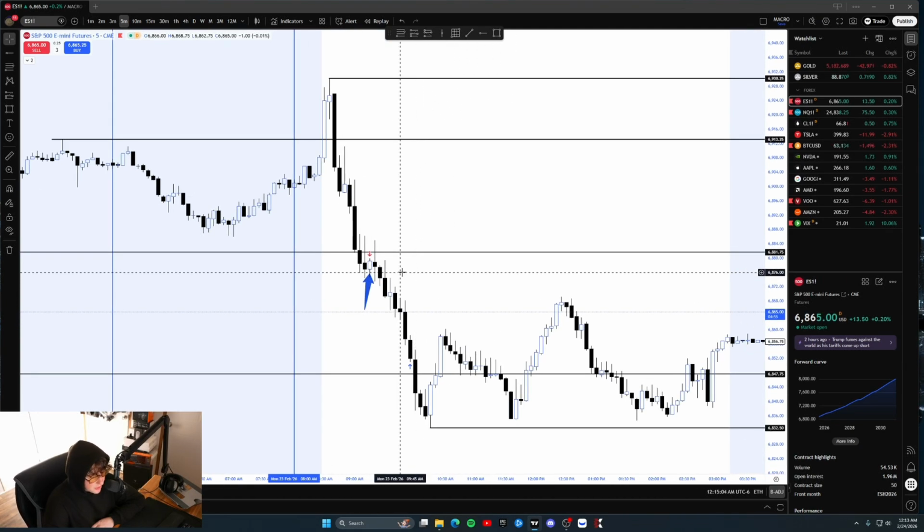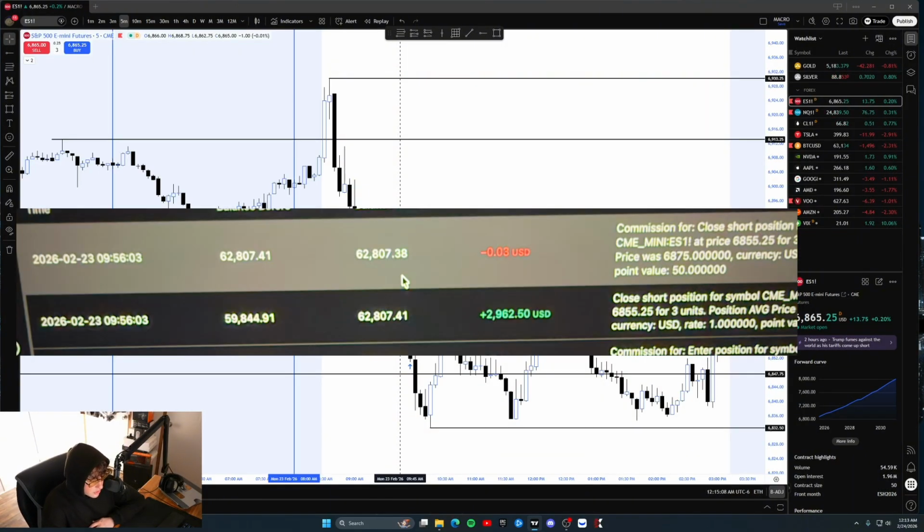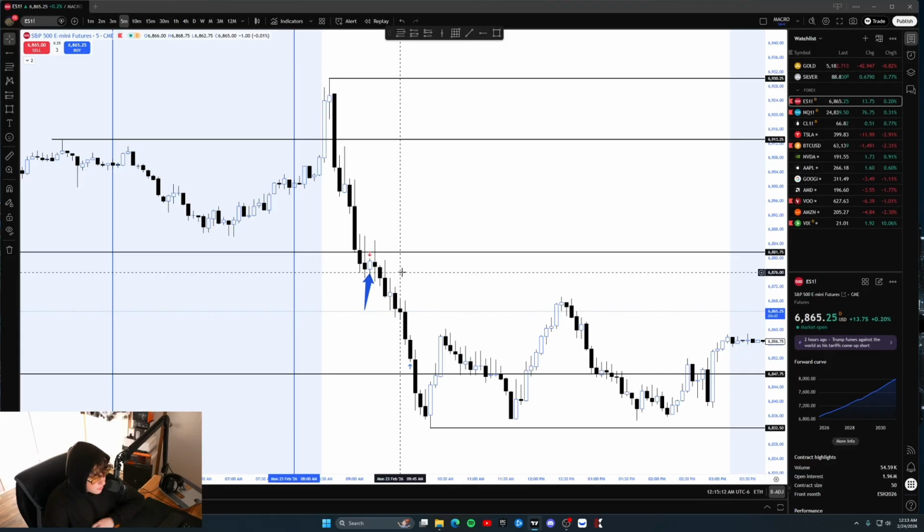That's pretty much all I've got to say in terms of the trade recap, and I will post a picture so y'all can see how much I made. I think it was a 2.9K day, so it was really good. I'm not arguing with 2.9K, so that's always good.